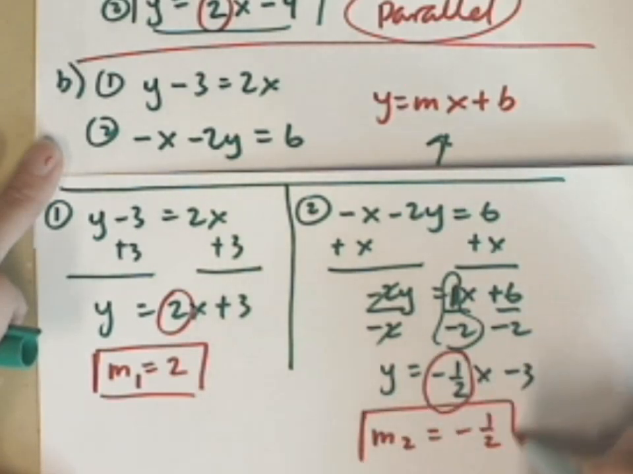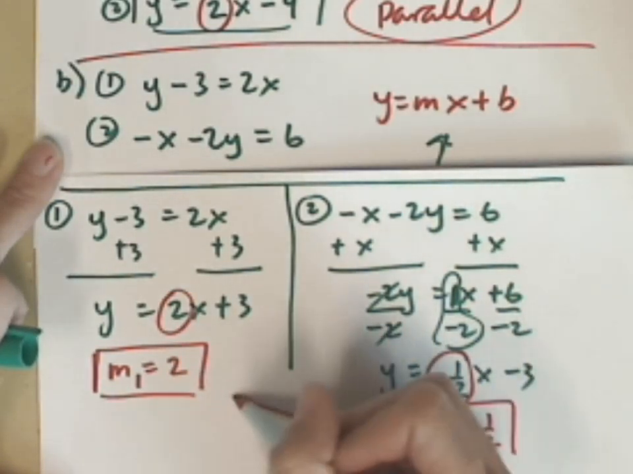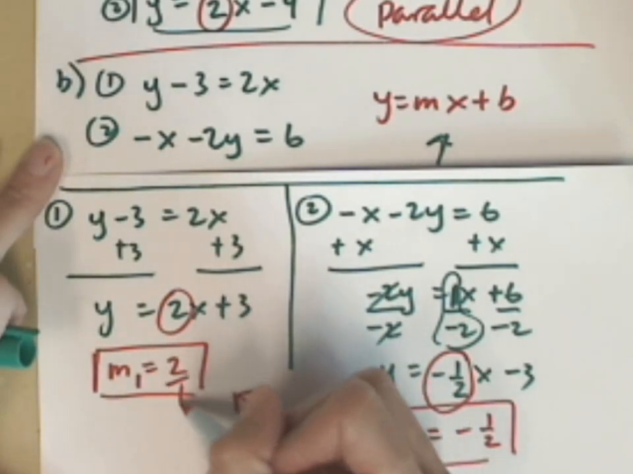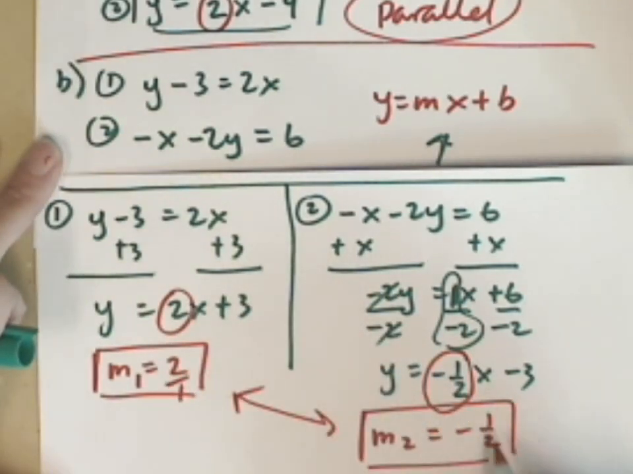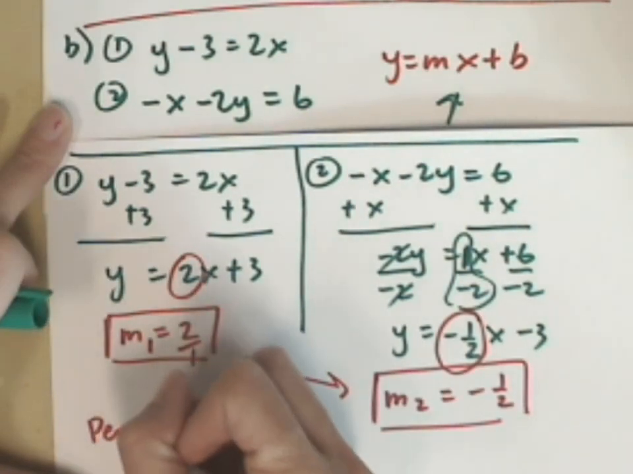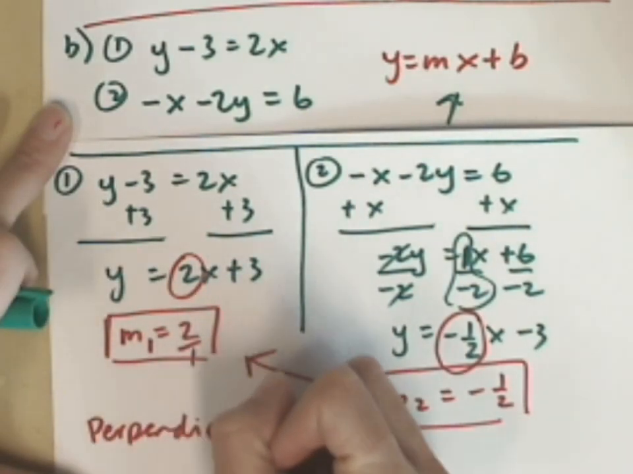Do you know what we have here? I'm comparing my slopes. I have 2, so I've got a positive 2 for one slope. A negative, that's the reciprocal. Think of that as 2 over 1. A negative 1 over 2 in my second slope. And I can say that these 2 lines are perpendicular.